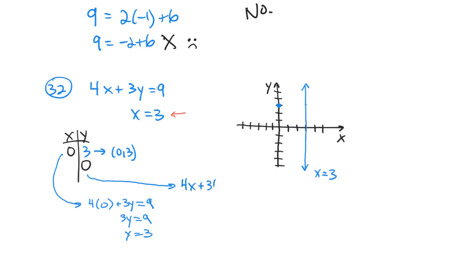4x plus 3 times 0 equals 9. 4x equals 9. So then we have to divide each side by 4, and we get x equals 9/4. So 4 goes into 9 twice with 1 left, so it's like 2 1/4, or 2.25. So we have 9/4, which gives us this point.